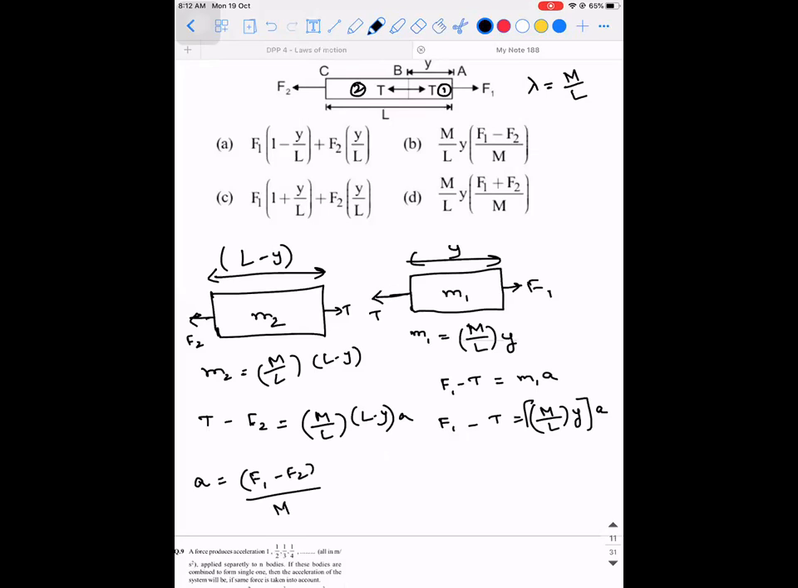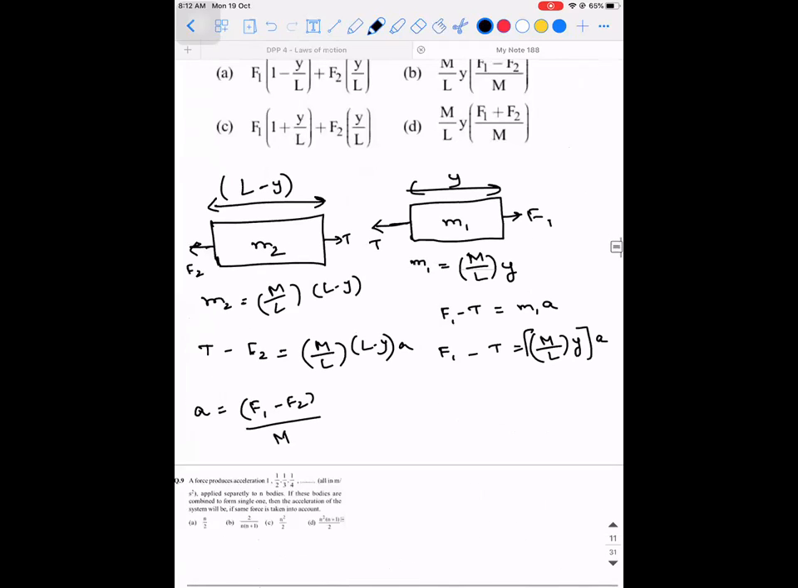Capital M. No, M1 plus M2 is what we have taken. It is capital M. That's what is given in the question. So take this and substitute it here, or you can substitute it here, whichever is easy, you will get the answer. Do it first.